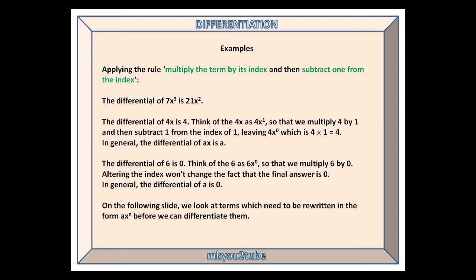Applying the rule, multiply the term by its index and then subtract 1 from the index, we find that the differential of 7x cubed is 21x squared. The differential of 4x is 4. If you think of the 4x as 4x to the power of 1, we multiply 4 by 1 and then subtract 1 from the index of 1, leaving us with 4x to the 0, which is 4 times 1, or just 4. In general, the differential of ax is a.